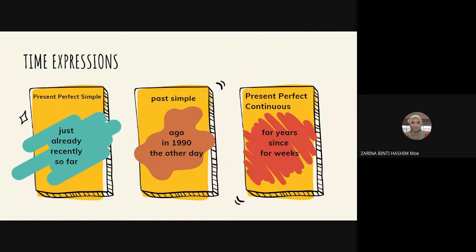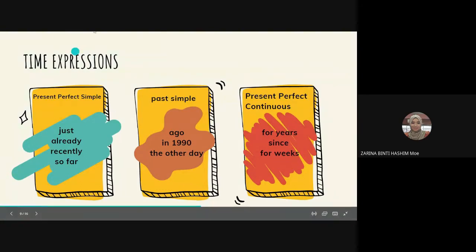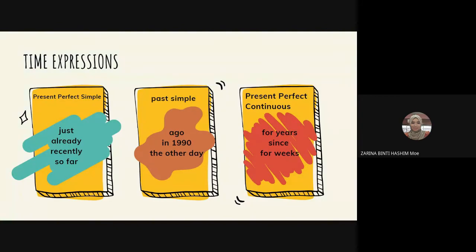Didn't buy or hasn't bought? Let's see what your answer is. Hasn't bought, yes. Because there's no specific time, we use the present perfect simple. Hasn't bought. Yes, most of you say hasn't bought. Yan Ling, hasn't bought, because there's no mention of specific time. Okay, Shalini, correct. Kalpana, hasn't bought.